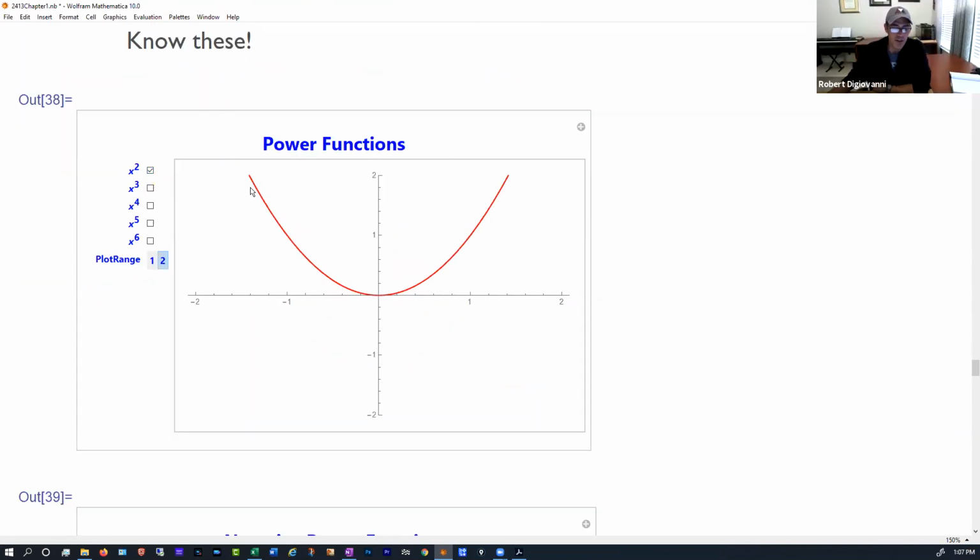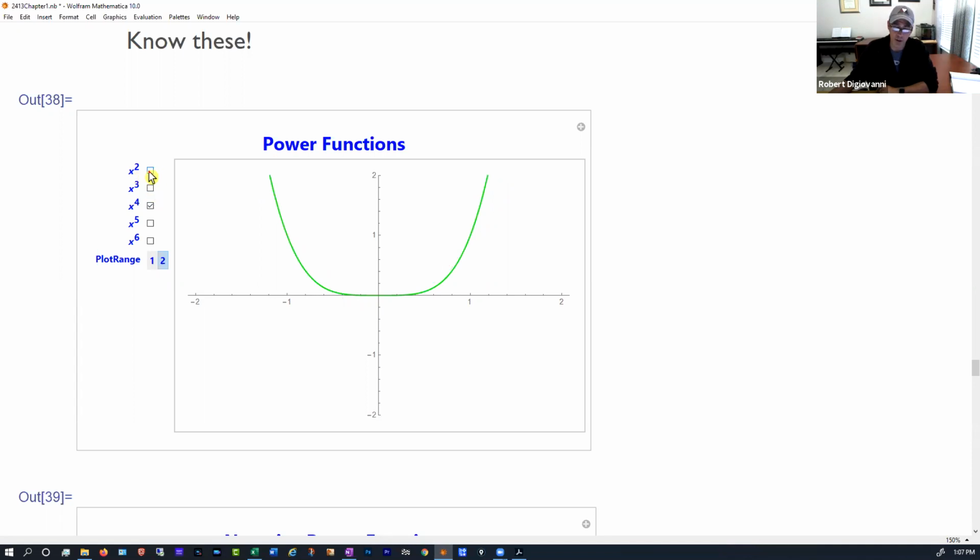This is x squared. That's what we're looking at here. That's just your standard parabola, right? So both ends of x squared go up, right? So x cubed looks like that. Left side goes down, right side goes up. Okay, x to the fourth power, both sides go up again. So it's very much like x squared.